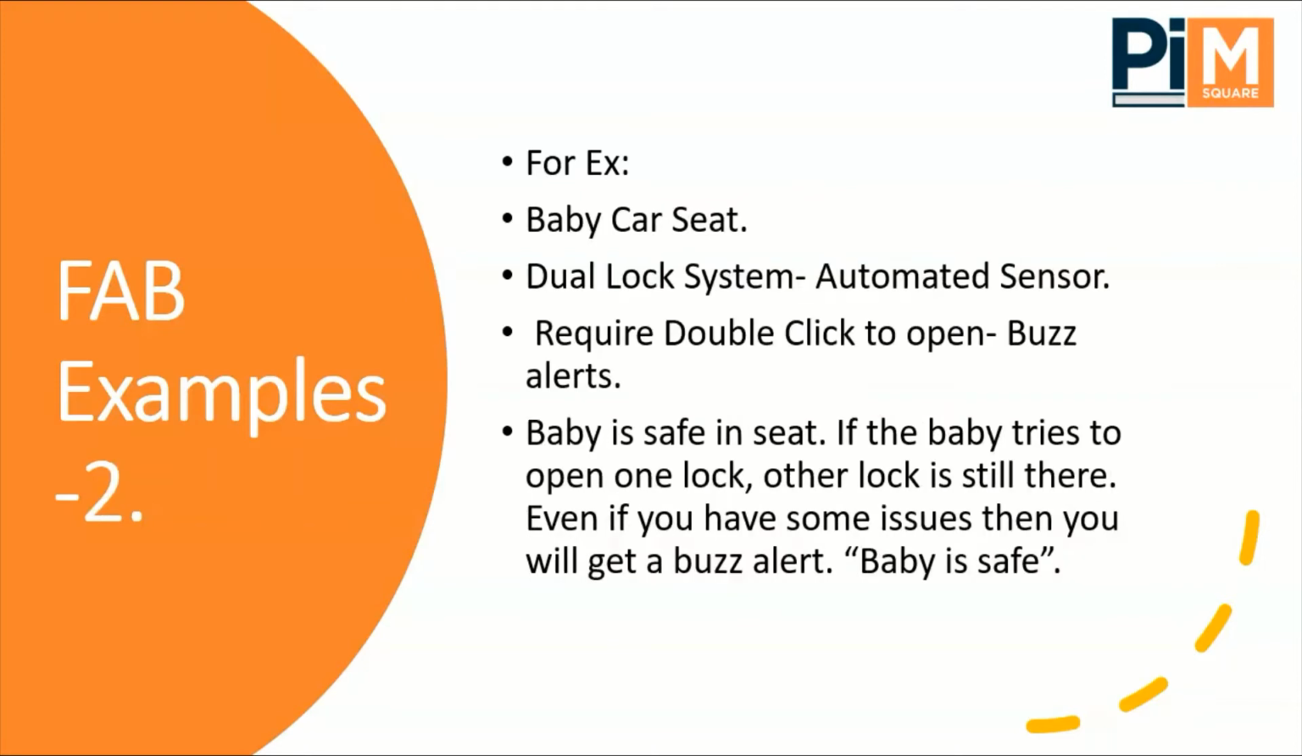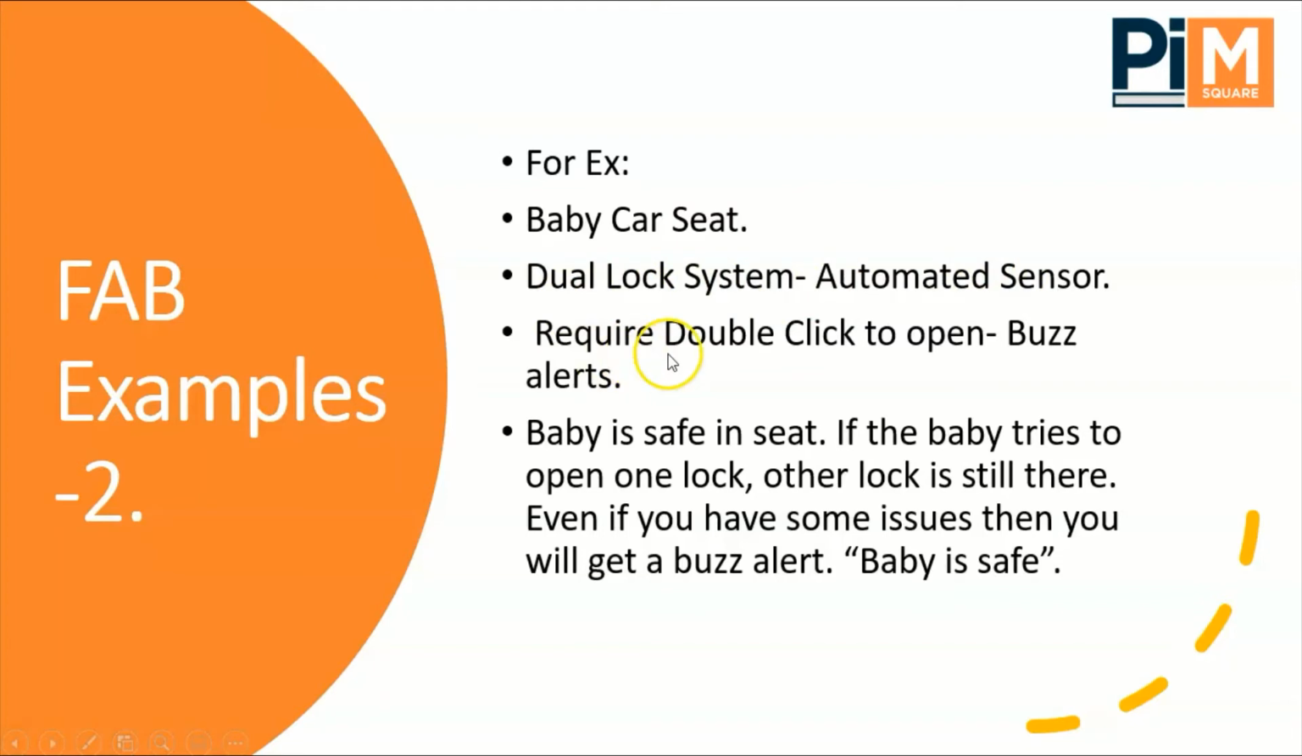So let us go through another example. This is something I have taken, like a baby car seat. Most of the people who have a baby can understand how important the baby car seat is for the baby in the car. So having a baby car seat with a dual lock system is the feature. Automated sensor is the feature.